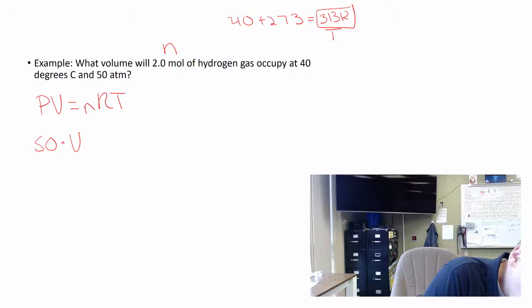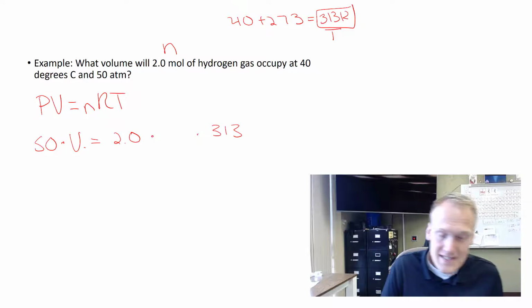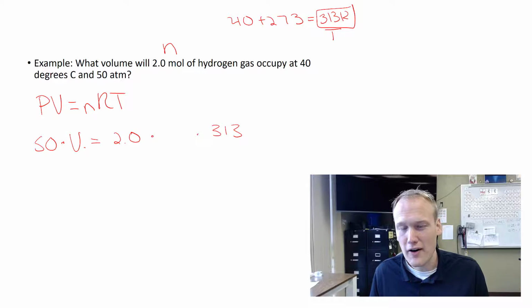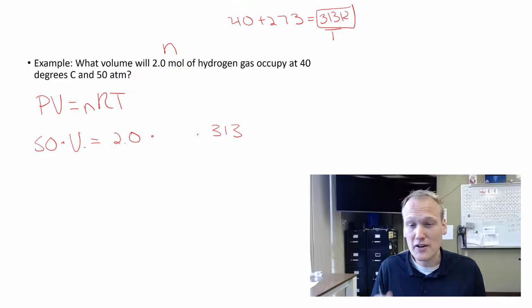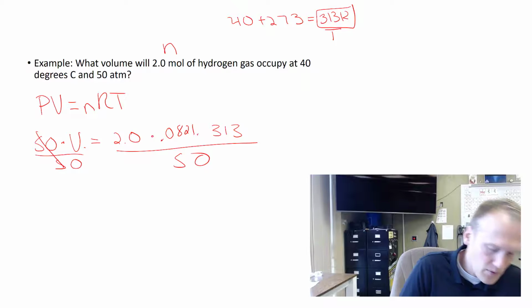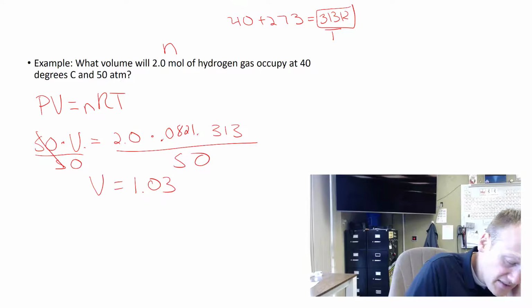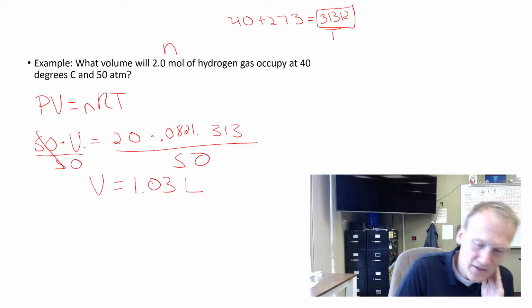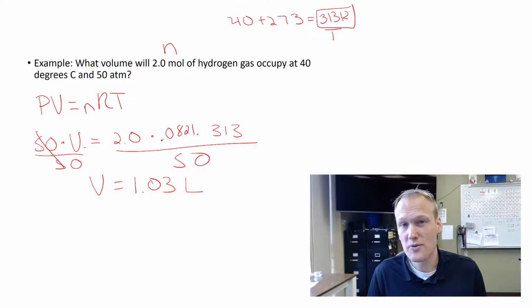So pressure was 50 atmospheres. Volume is what we're looking for. The number of moles is 2. And the temperature is 313. Notice it doesn't say anything about R, but if you are doing a PVnRT equation, R is always 0.0821. At this point, we're going to divide both sides by 50 so that it cancels out on the left, and we're just going to calculate our volume. This gives us a volume of 1.03, and that has got to be liters because our R value is in liters.